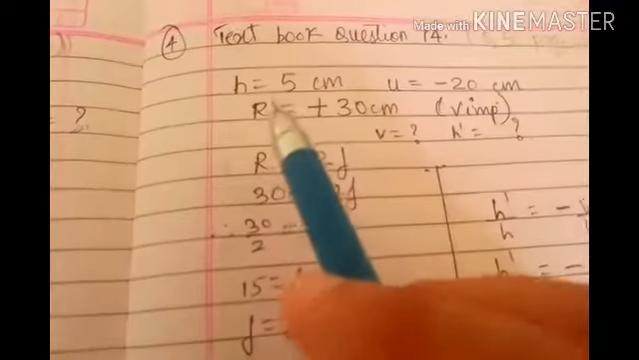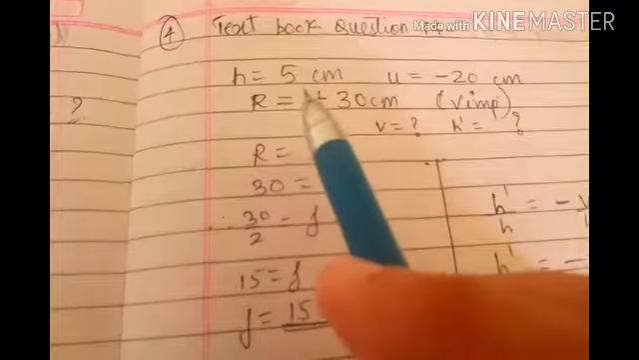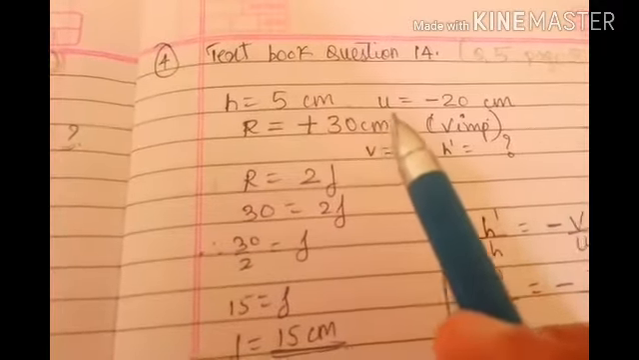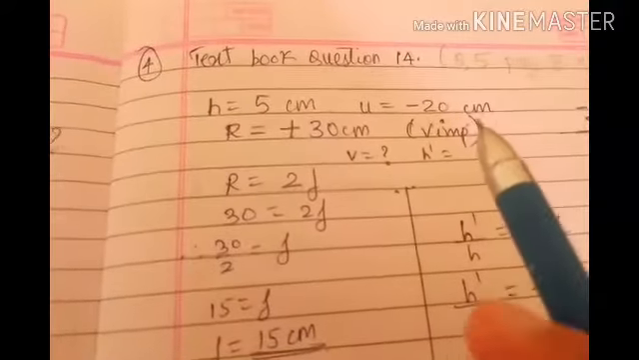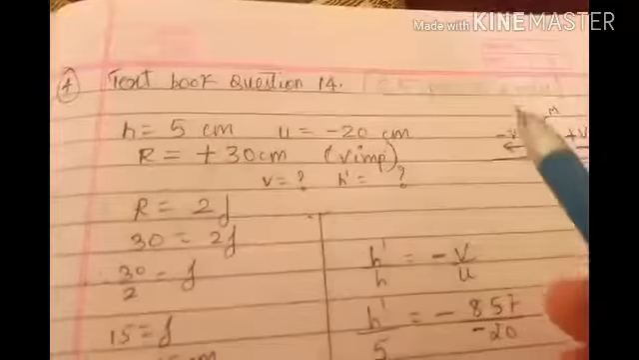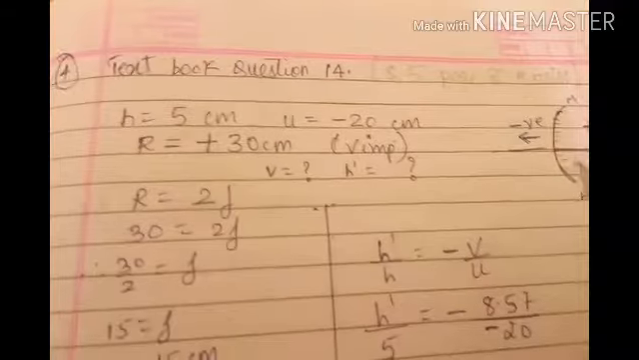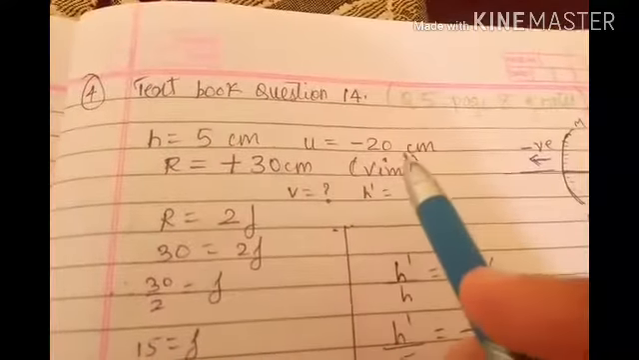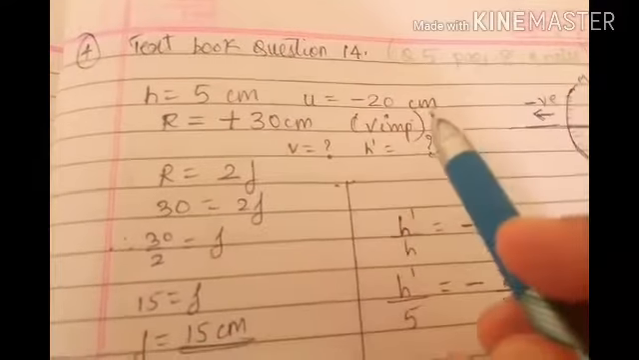An object 5 centimeter in length. So the length or size of the object is 5 centimeter, so h, the height of the object, is 5 centimeter. It is placed at a distance of 20 centimeter in front of a convex mirror. Now very important, it's a convex mirror. I've just drawn a rough figure of a convex mirror. So the object is placed at a distance of 20 centimeter, so this object distance is 20 centimeter.